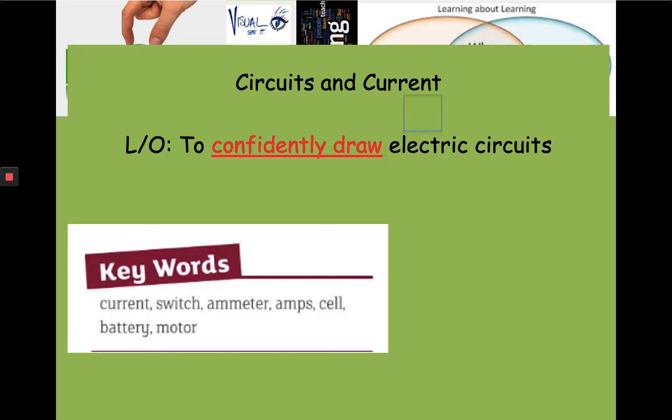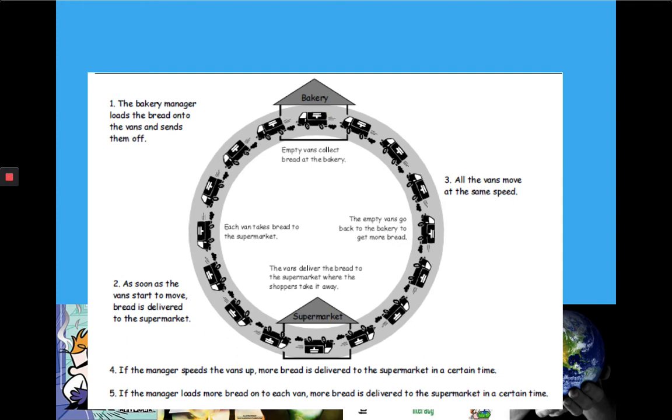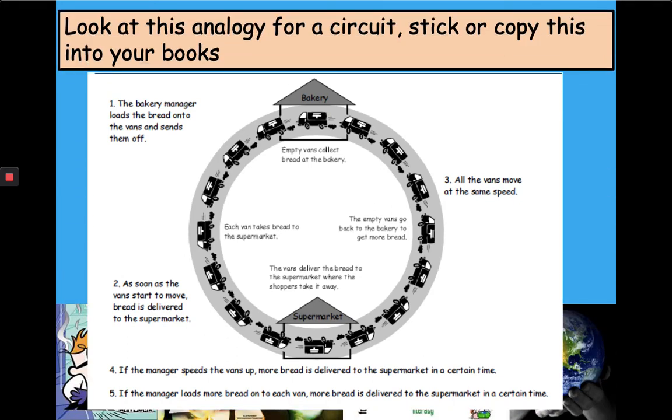So today we're going to make sure, or hopefully make sure, that we understand how to confidently draw electric circuits. And our key words for today are current, switch, ammeter, amps, cell, battery, and motor. As you can see in the diagram below, this is what a circuit actually is like. We're just going to talk about it a little bit to hopefully try and understand what's going on.